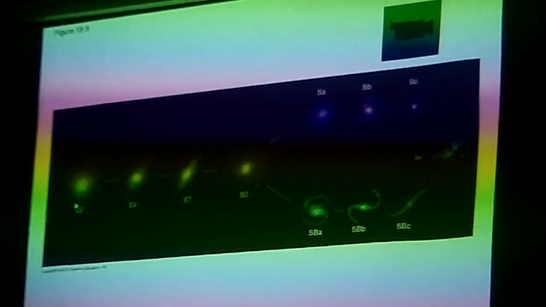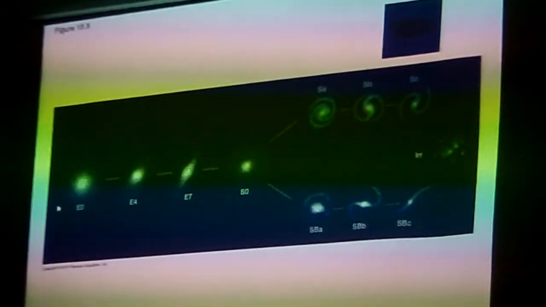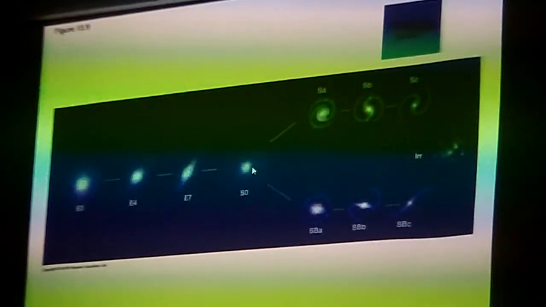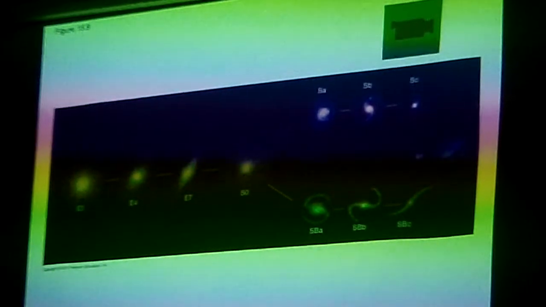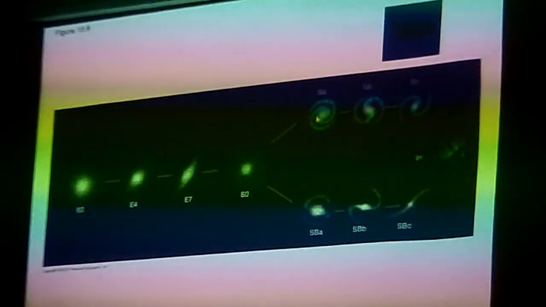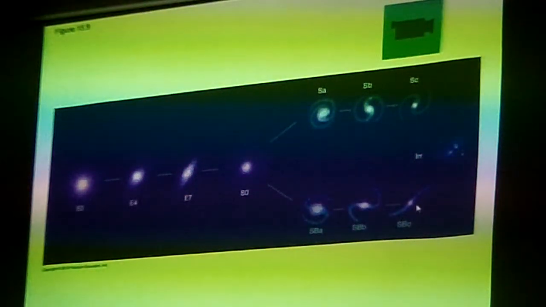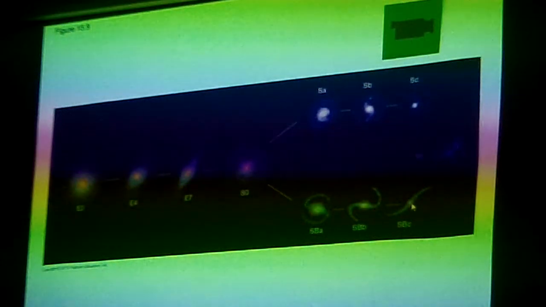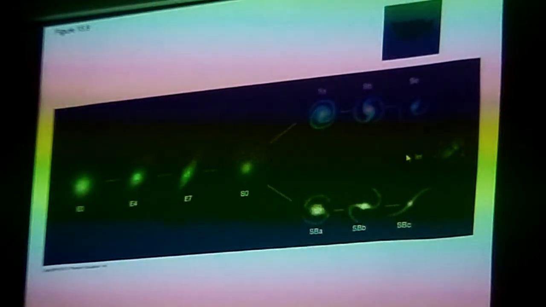E0 is at the end, all the way up to E7. Those are the ellipticals, the more round ones. And then S0, that's this one. That's the spiral without the arms. He put that there. And then the SA, SB, and SC with the tighter arms to the looser arms. And the SBA, SBB, and SBC with the tighter arms to the looser arms. And then the irregulars he put in between because he didn't know where those fit.